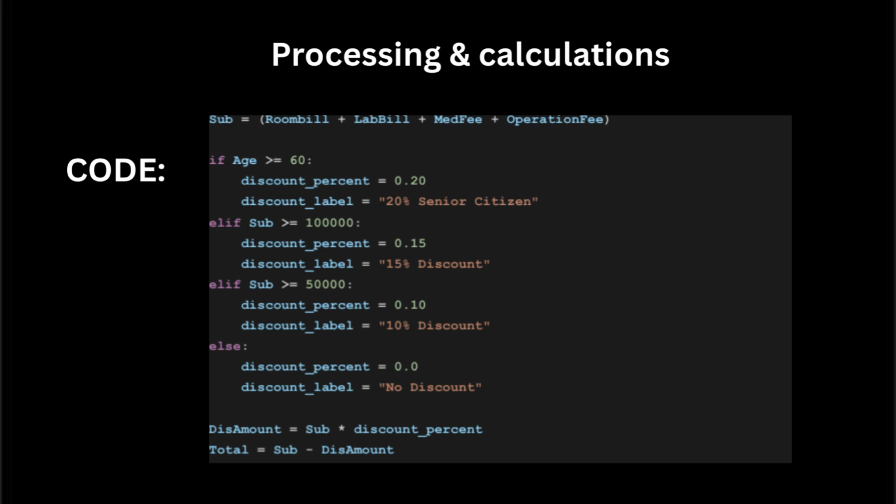If they are not a senior, it then checks if sub is greater than or equal to 100,000 to see if they get a 15% discount for a large bill. If not, it checks if sub is greater than or equal to 50,000 for a 10% discount. If none of these are true, the else block runs and the discount is 0. Then finally, it calculates the discount amount in pesos and the final total by subtracting the discount from the subtotal.